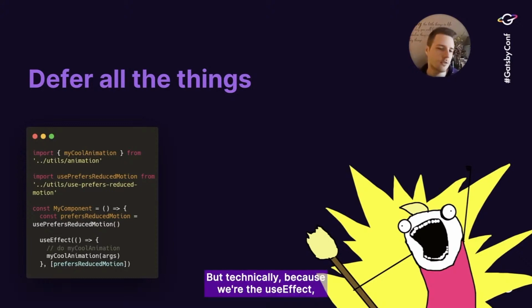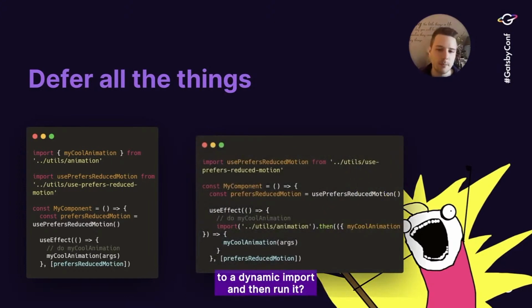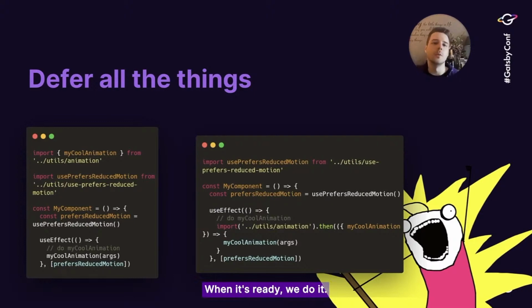But technically, because we're in a useEffect, it doesn't matter if it loads instantly, a second, 2 seconds. So what if we move everything to a dynamic import and then run it? That means that all the animation logic is outside of the main path. So we render React. It doesn't have to parse and compile the motion library, and then boom, when it's ready, we do it, and then we don't have to fight with the initial bootstrapping time.